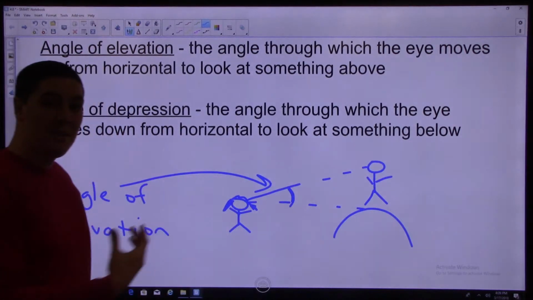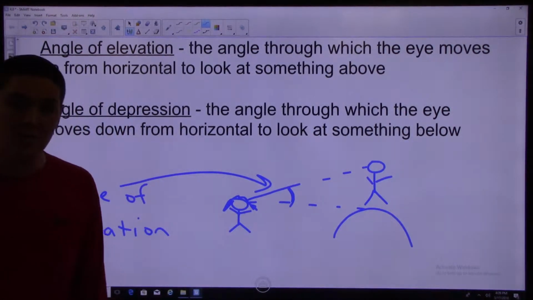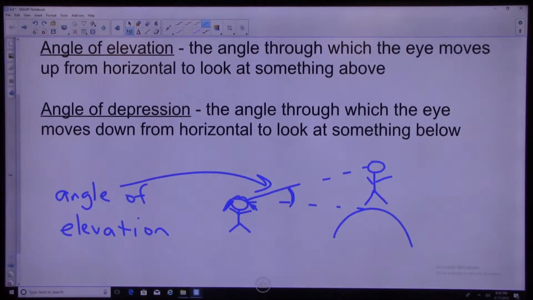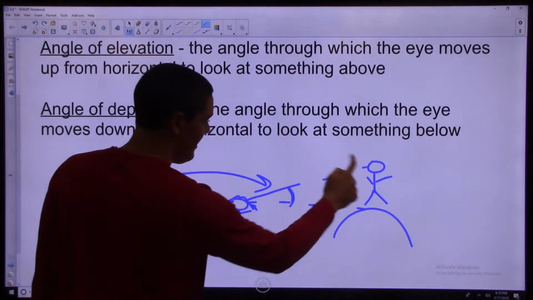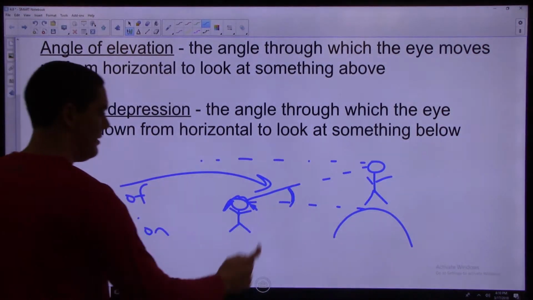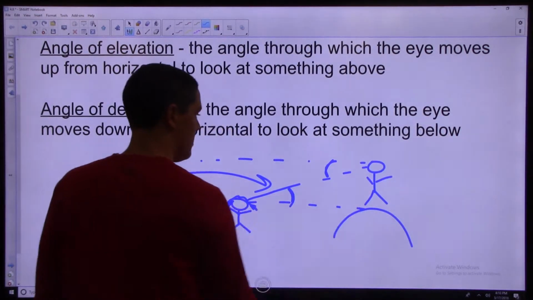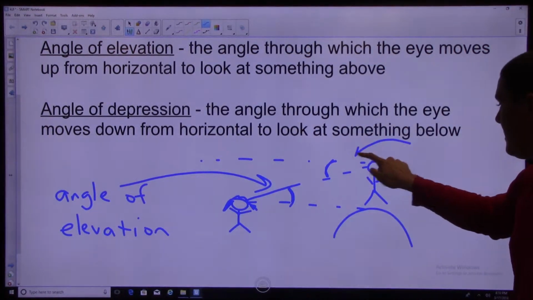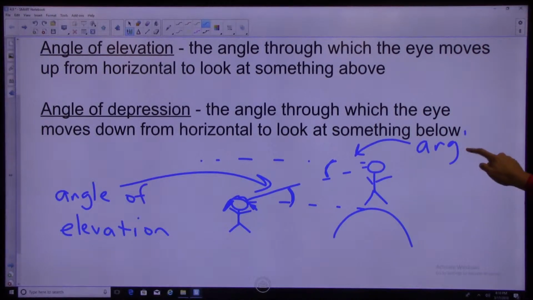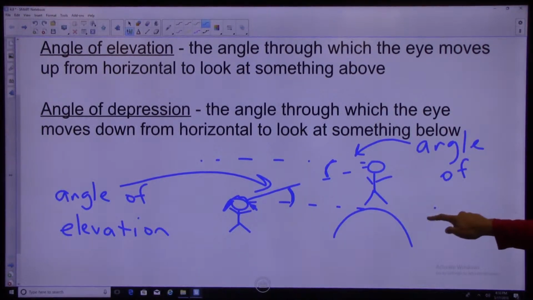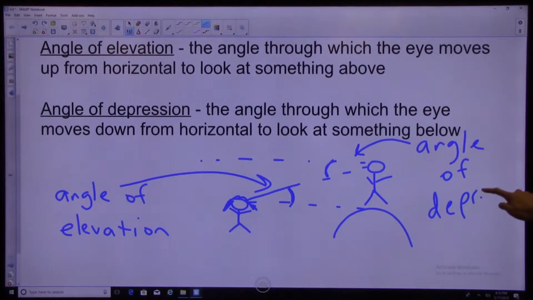So he's going to try to calculate his angle of depression, right? He wants to hit her. So his angle of depression is going to be formed by his line of sight and a horizontal line. So that right there is going to be his angle of depression.